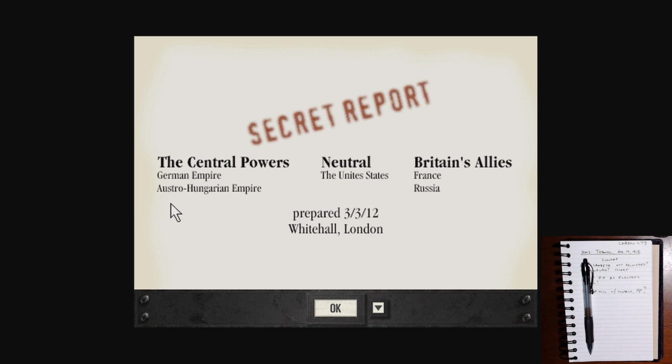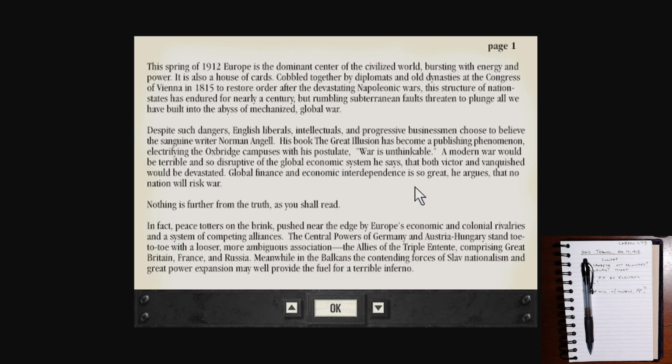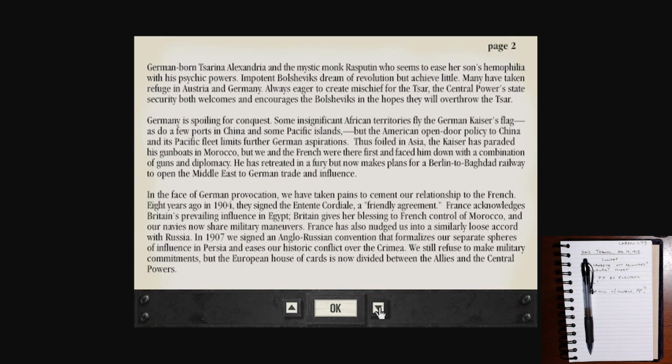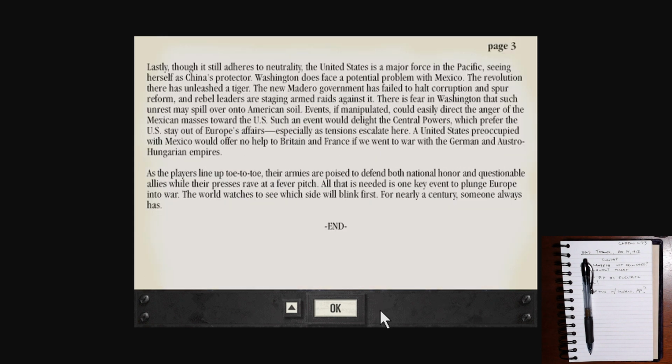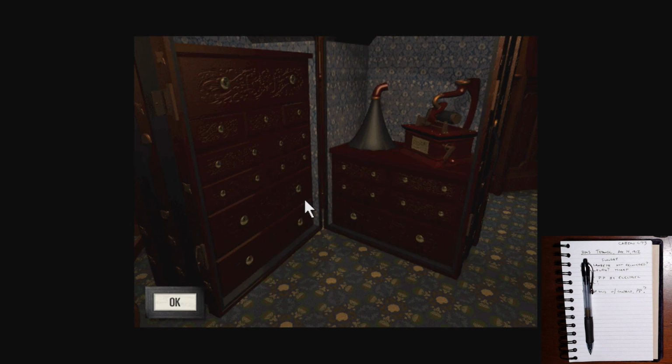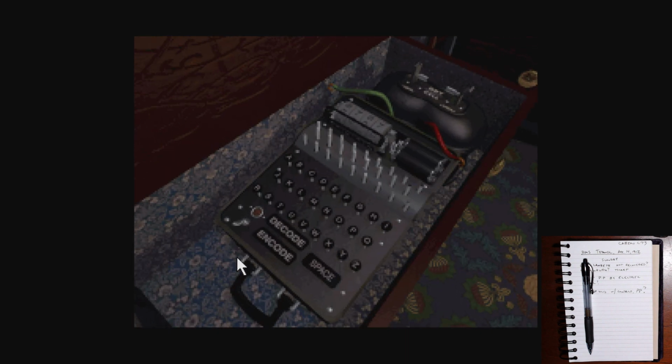Central powers, the German Empire, the Austro-Hungarian Empire. Neutral is the United States because we're far away. And Britain's allies, France and Russia, as of 3/3/1912 in Whitehall, London. There are many pages, it looks here, of the history. I'm not going to read these just yet. I'm going to check out the rest of these drawers. So it does look like there's a big drawer here.